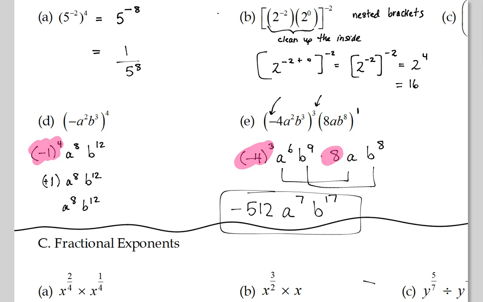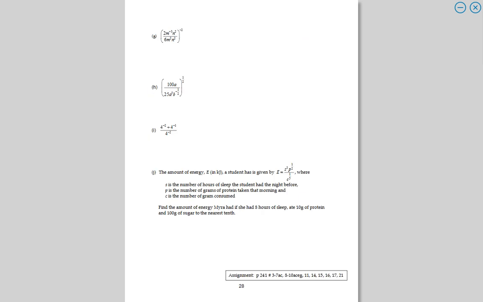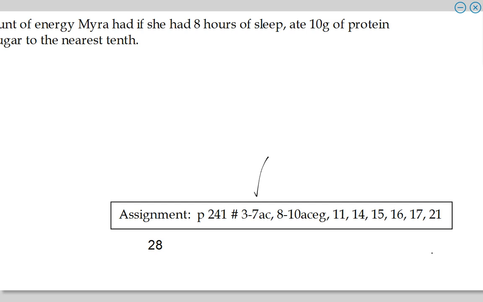Okay, so that's it for the lesson. What you guys can do is flip to the assignment, and you could probably just get started on the beginning of the assignment, and we'll finish the rest of this off on Monday.